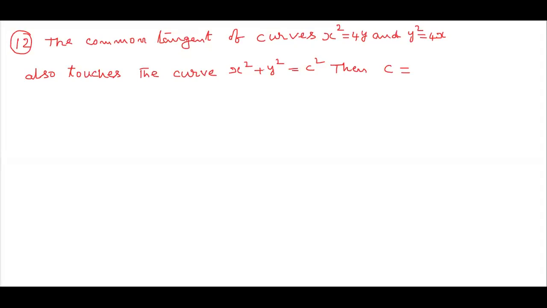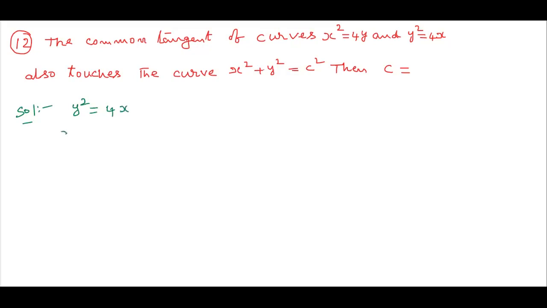The common tangent of the curves x square is equal to 4y and y square is equal to 4x also touches the curve x square plus y square is equal to c square. Then c is equal to what? So it is a common tangent to the two parabolas and one circle also. Now observe that first I am writing one parabola, y square is equal to 4x.